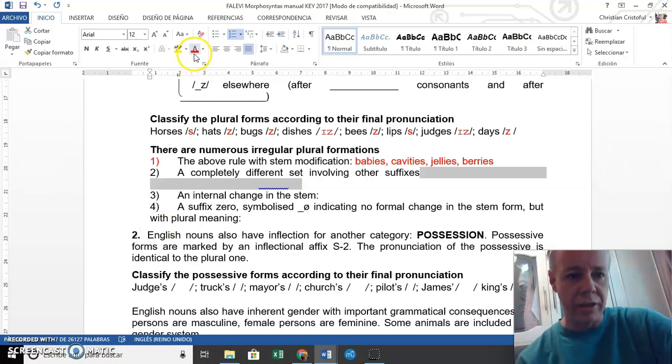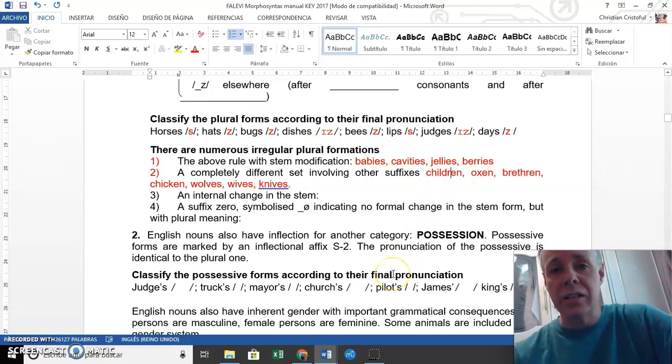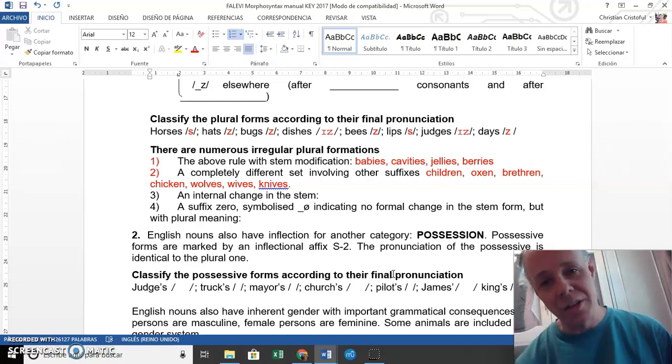Which are they? Well, you can see that the plural of child is not childs. The plural of ox is not ox. The plural of brother is brethren, that would be a very old English for brothers. Chicken, wolf, wife, and knife.